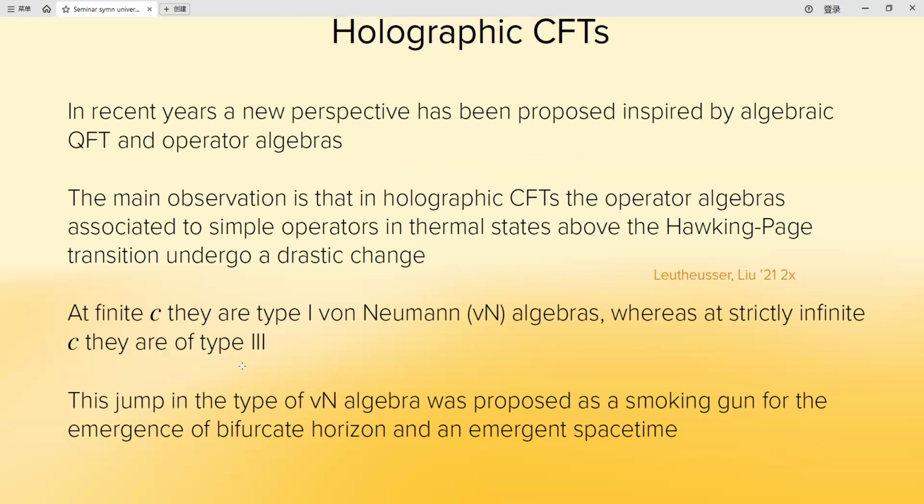But in recent years, a new perspective has been proposed, inspired by algebraic QFT and operator algebras. And the main observation behind this new idea is that in holographic CFTs, the operator algebra associated to simple operators in thermal states above the Hawking-Page transition undergoes a drastic change. At finite C, they are type 1 von Neumann algebras, whereas at strictly infinite C, they are type 3. And this jump in the type of the von Neumann algebra associated to these simple probe operators was proposed to be a smoking gun for the emergence of a bifurcate horizon and an emergent local spacetime.